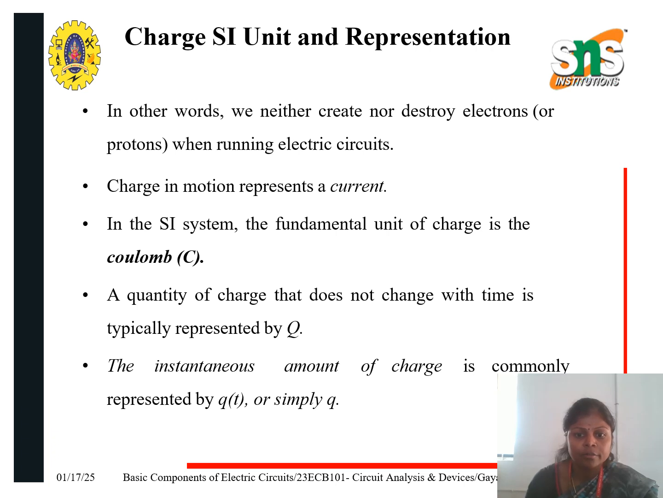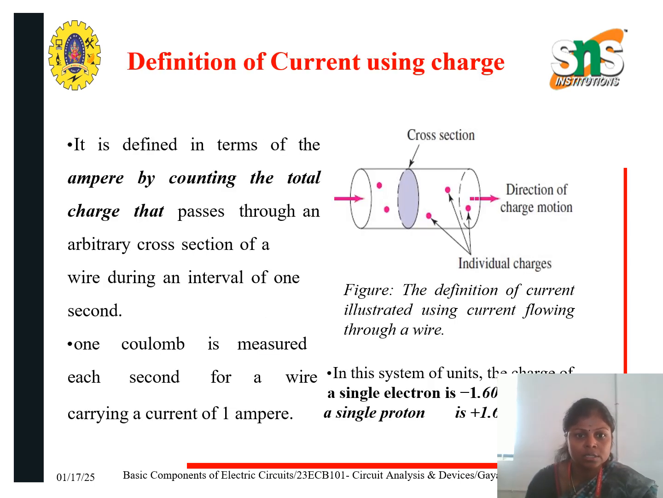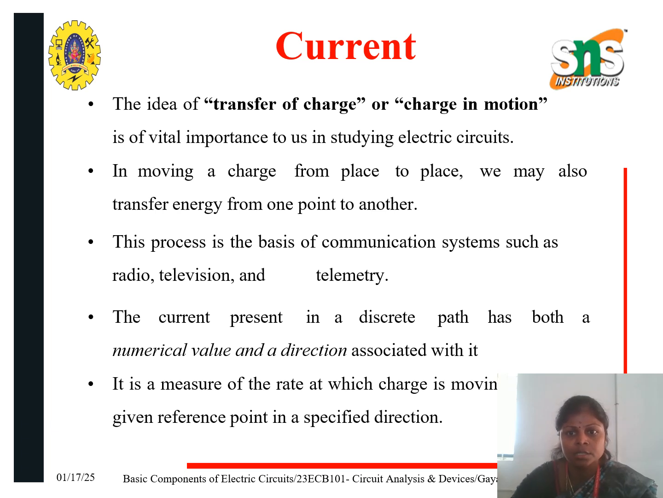The instantaneous amount of charge is commonly represented by q(t), or simply q. The definition of current using charges: it is defined in amperes by counting the total number of charges passing through the cross section of a wire during an interval of 1 second. Current, the idea of transfer of charge or charges in motion, is vitally important to us in studying electric circuits. In moving charges from one place to another, we may also transfer energy from one point to another. This process is the basis of communication systems, which are employed in radio, television and telemetry systems.